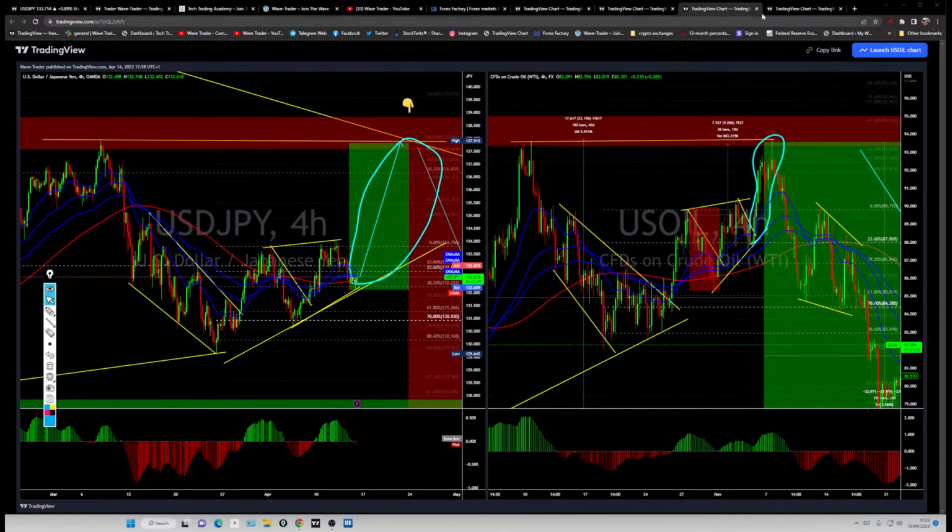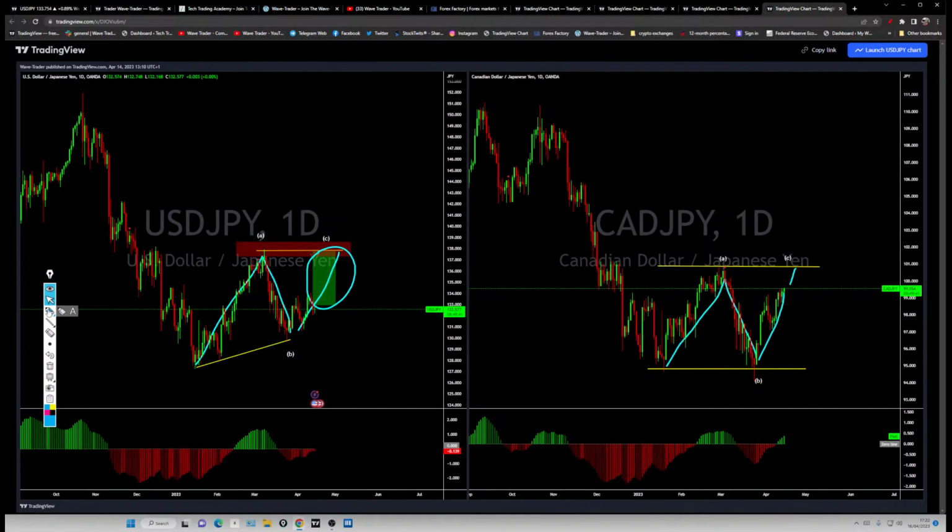Hope that makes sense. So CAD yen is also testing that top, a simple ABC move or flat. Very similar, a contracting flat or ABC move is what we are expecting on the dollar yen. CAD yen is well ahead of the dollar yen, so we may see the whole move on the dollar yen all the way up to that 38 area. Make sure you understand that.